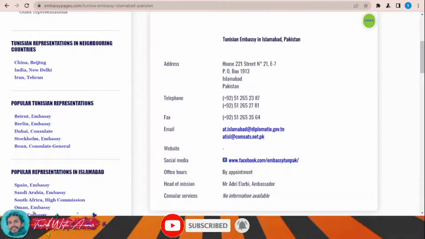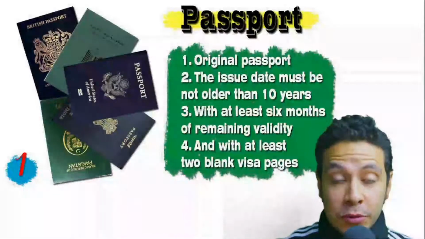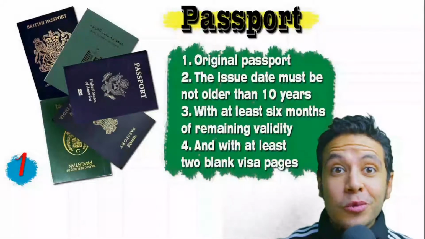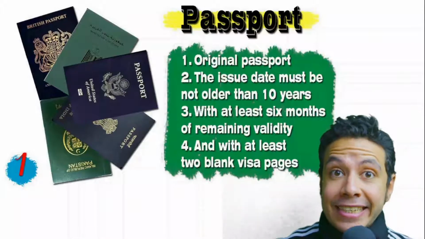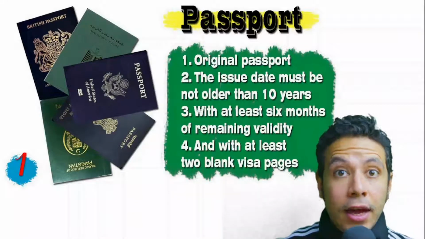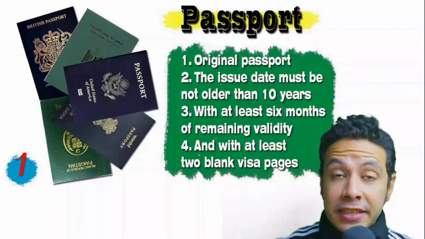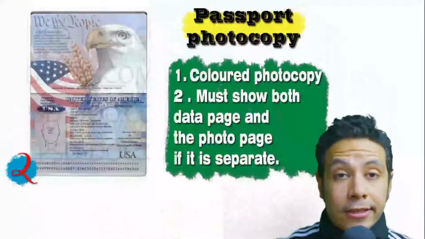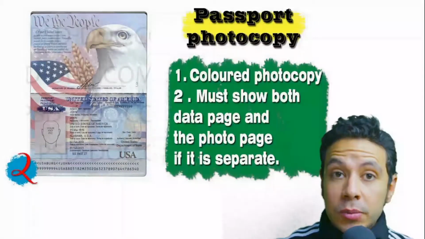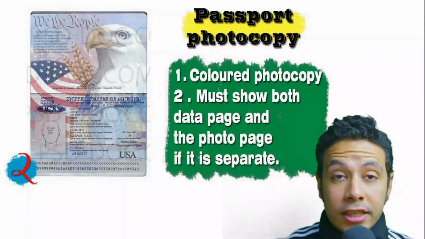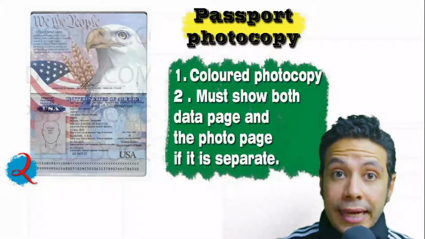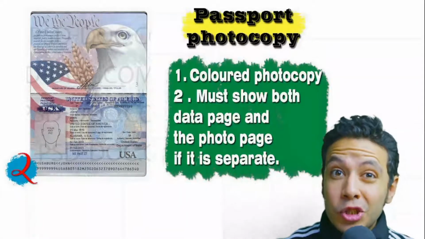So what are the required documents that you will need while applying for any visa? Speaking about your passport, it must be original and it must not be older than 10 years, with at least 6 months of remaining validity, and with at least 2 blank visa pages for the stamps. In many cases you will need also a passport photocopy. It might be 1 copy or more than one, and it's preferred to be colored, and both the data page and the photo page must be shown if separated.